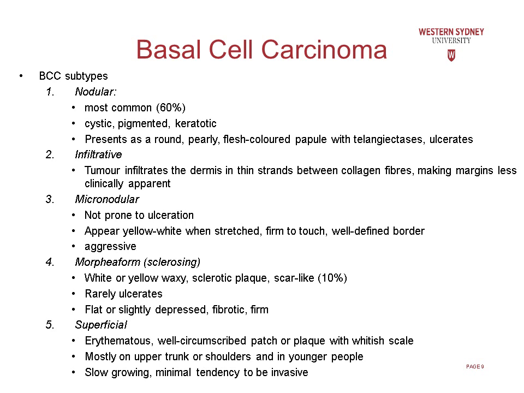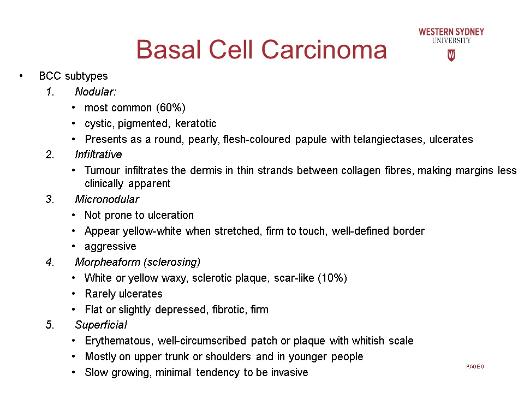There are 5 main subtypes of basal cell carcinoma. There's the nodular basal cell carcinoma, which is the most common. They tend to be cystic, pigmented, and keratotic, and they typically present as a round, pearly, flesh-colored papule with telangiectasias and ulcerations. There's the infiltrative type, where it infiltrates the dermis in thin strands and sometimes makes the margins less clinically apparent. There's also the micronodular.